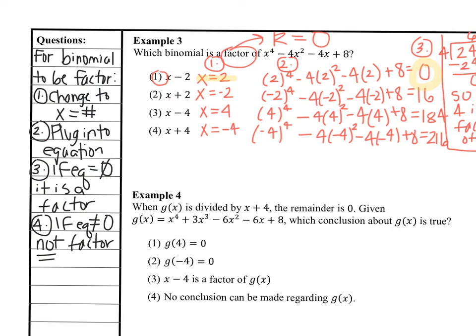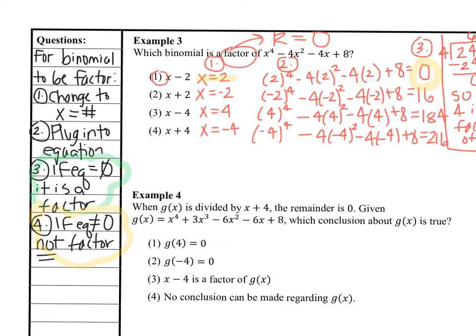This is very important. If the equation equals 0, it is a factor. If it does not equal 0, then it is not a factor. Make sure you know this. This is the big remainder theorem. The big point of it is to determine whether it is a factor or not, based on whether the remainder equals 0.